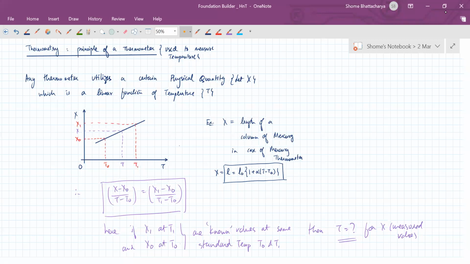I was talking about any and every thermometer. Normal thermometer, whether it is a mercury thermometer or a digital thermometer, or a constant volume gas thermometer, they all make use of this principle. This is the principle of thermometry.